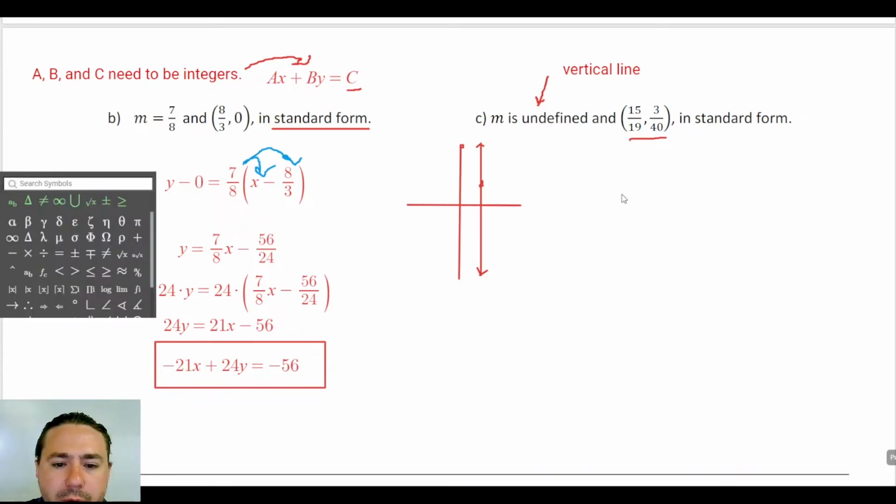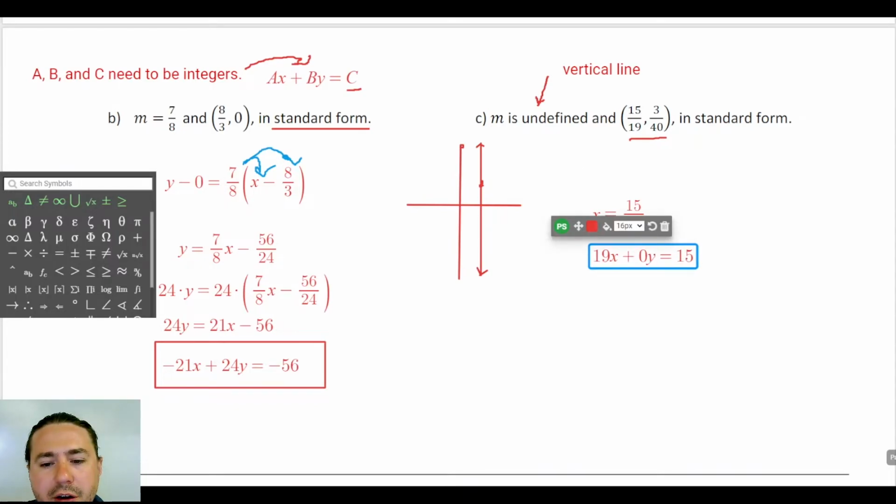So in this case, it'd be x equals whatever the x-coordinate of the point that's on the line is. So in this case, 15/19. Now, if I want to write this in standard form, I do need to clear those fractions out. So I'm going to multiply both sides by 19, and I get this. There is kind of like a plus 0y here, which you don't really need. So I'm just going to leave that out.